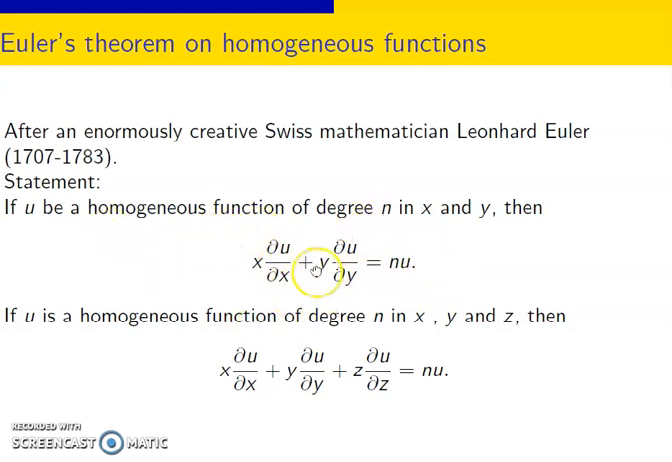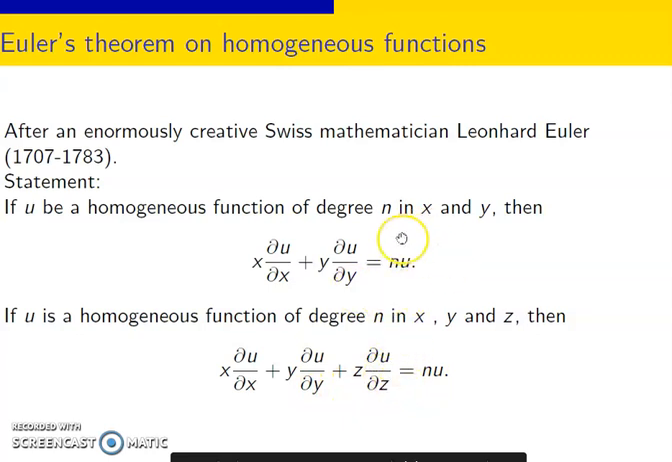So if u is a homogeneous function, it can be written as x to the power n into phi of y by x. Suppose it is a homogeneous function of degree n, then x into dou u by dou x plus y into dou u by dou y equals nu. Similarly, if we have three variables x, y and z, Euler's theorem states that x into dou u by dou x plus y into dou u by dou y plus z into dou u by dou z equals nu.